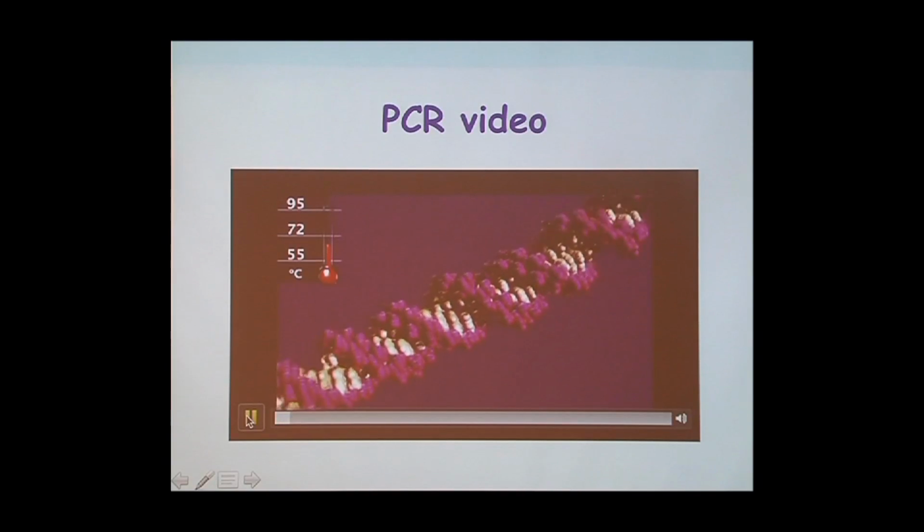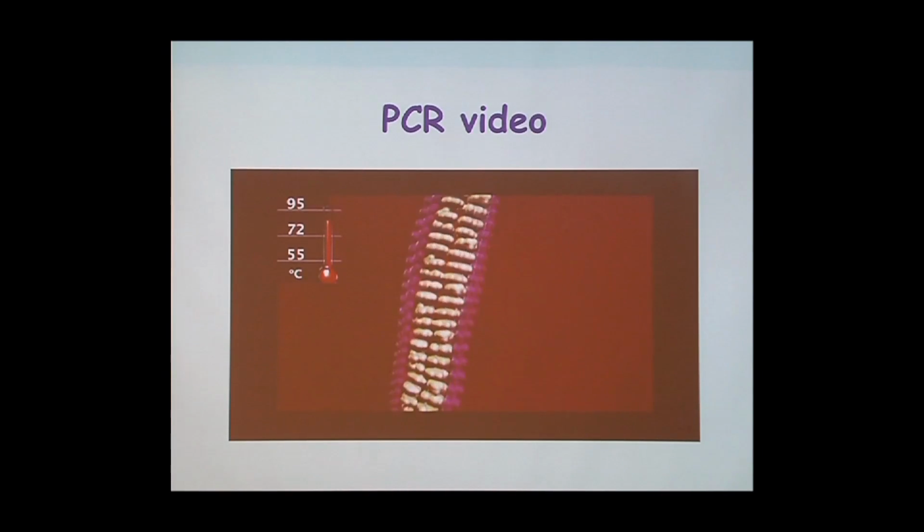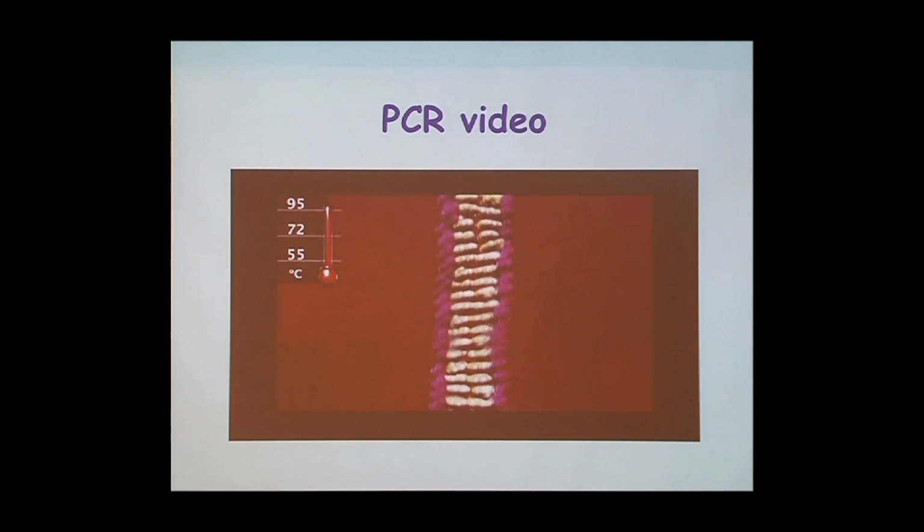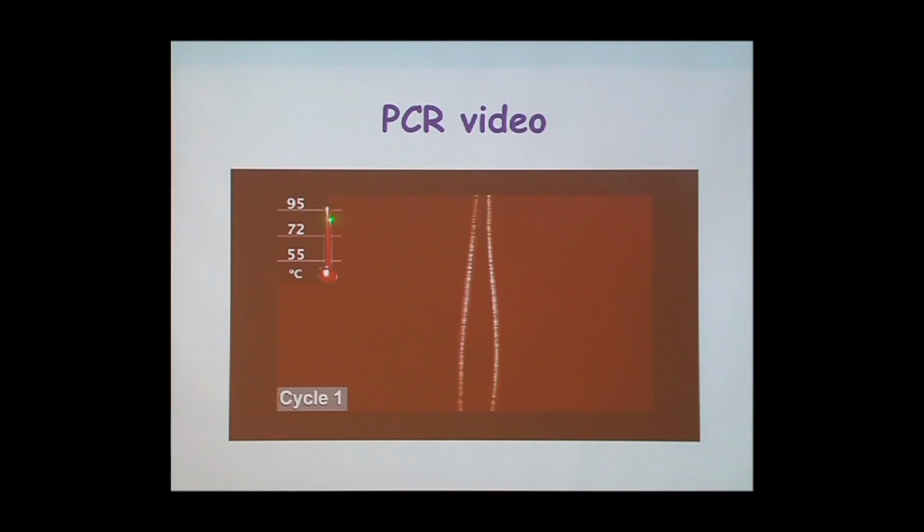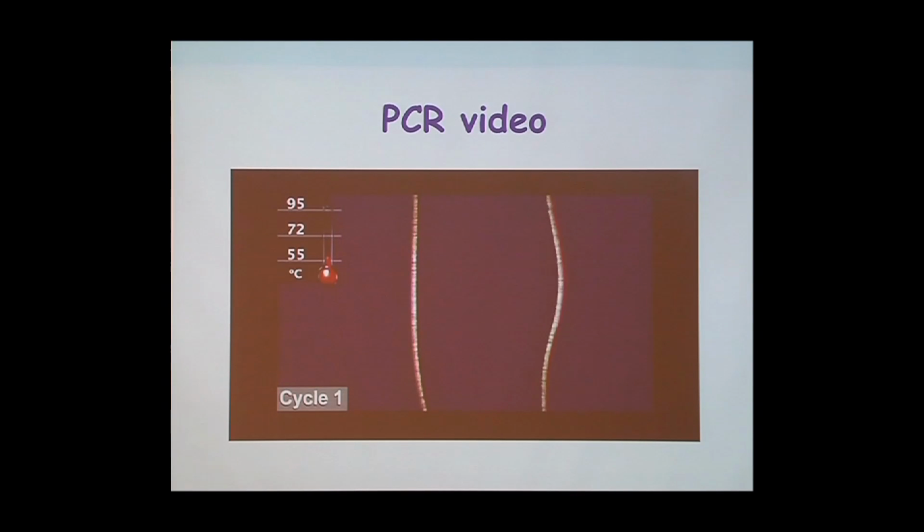So this is showing our double-stranded DNA. It's unwinding. And now watch the temperature here. So the temperature is going up, and the DNA separates. Now you can see the little primers come in and bind. There they are. The little primers are binding to the two ends of the region that you want. There are the DNA polymerase, and zip, it makes copies. And it's going to do that again and again.